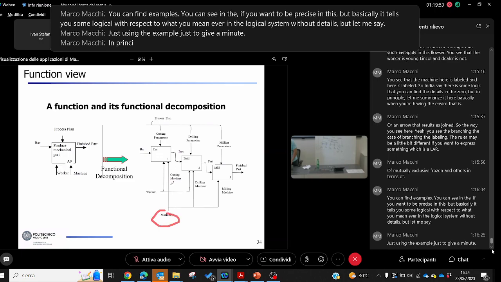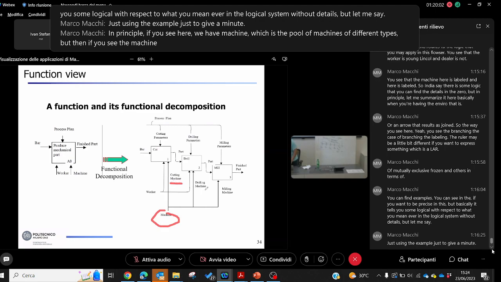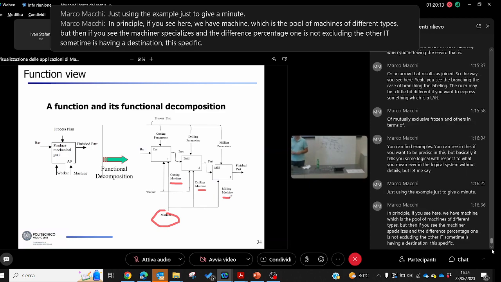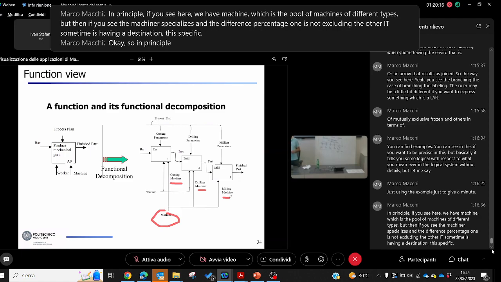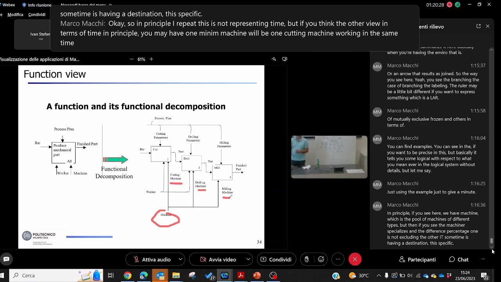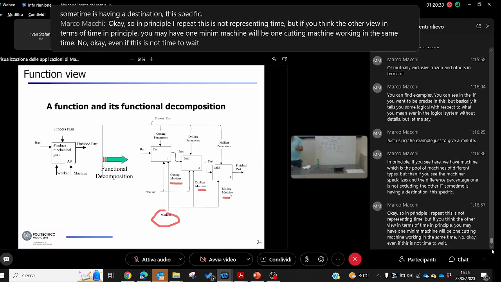In principle, if you see here, we have machine, which is the pool of machines of different types. But then you see the machines are specialized, and the different specializations, one is not excluding the other. Each of them has a destination, a specific function. So in principle, I repeat, this is not representing time, but if you think of the other view, in terms of time, you may have one milling machine and one cutting machine working at the same time. Even if this is not time related, you have the function.